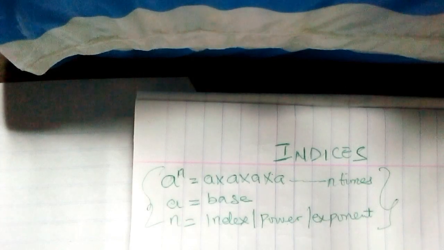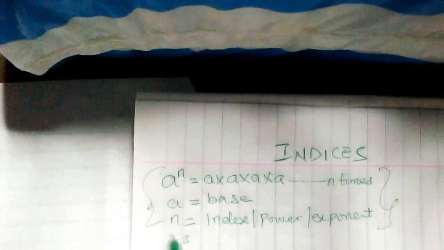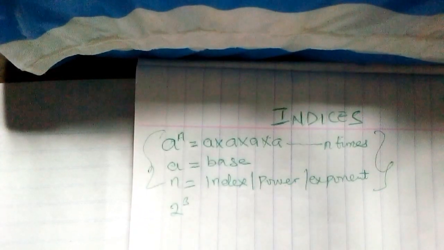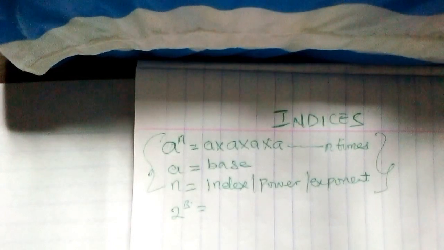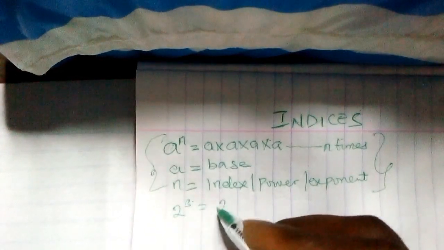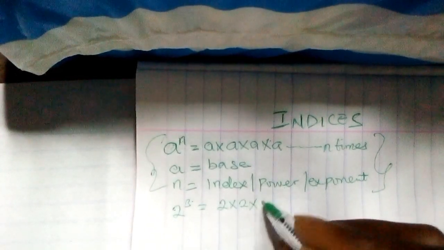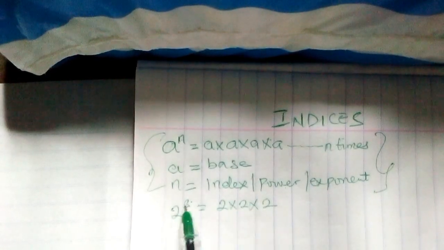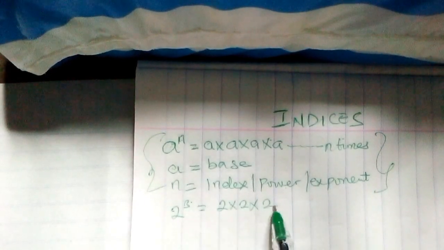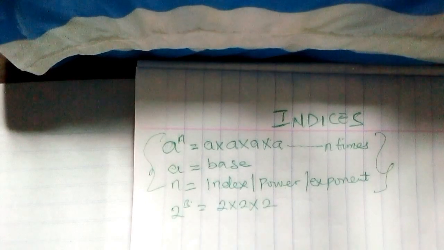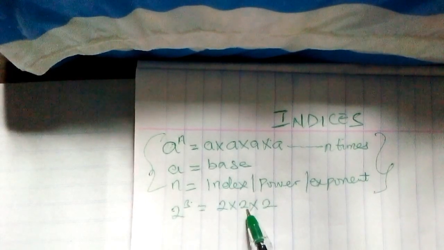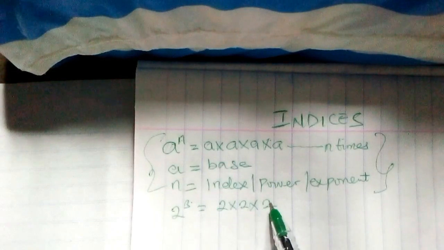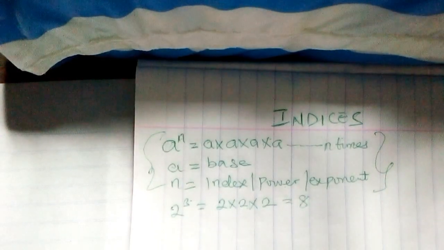Now let me show you one example. Let's say they say 2 raised to the power of 3. That means you multiply this 2 in 3 places: 2 times 2 times 2. 2 times 2 is 4, and 4 times 2 is 8. You write your 8.